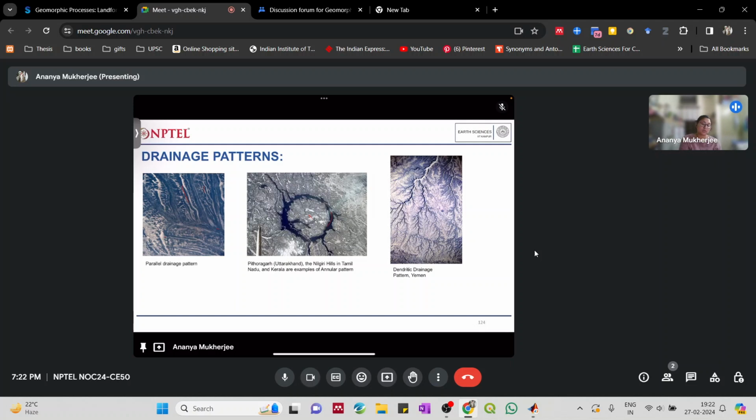Then the most very commonly found drainage pattern, that is the dendritic. So you can see how these form like the branches of a tree. You can see, they spread out like how the veins in the tree leaves are present.